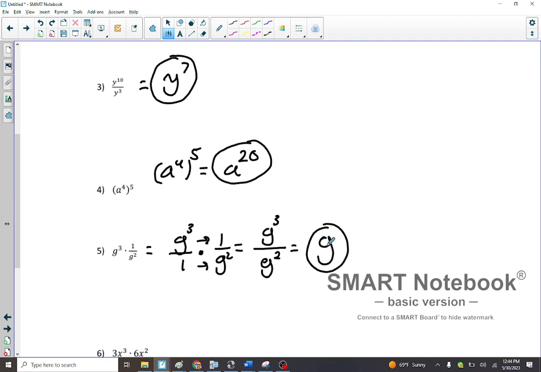Do you just do that exponent times the numerator? This one? No, I just, but if you did the g^3 times 1, it would just be g^3 because times 1 is the same thing, right?